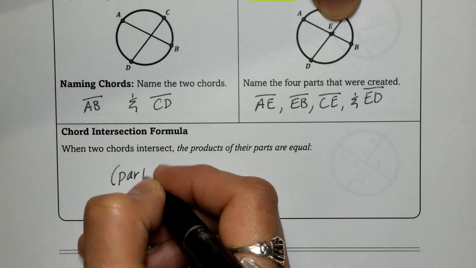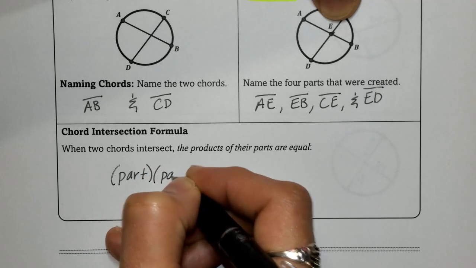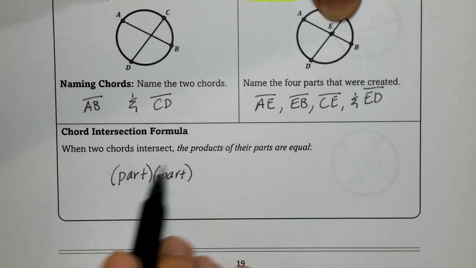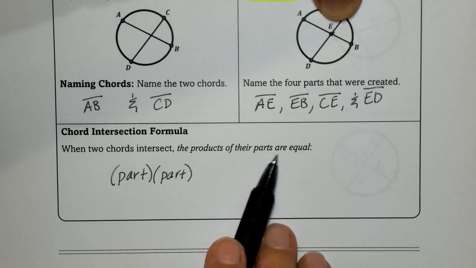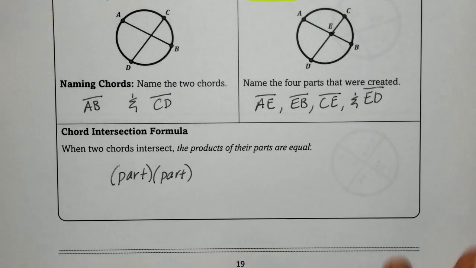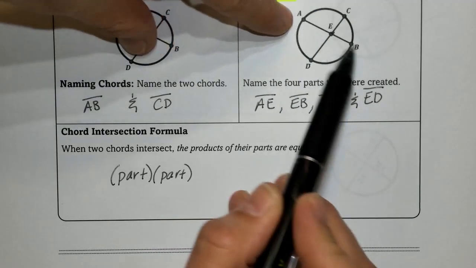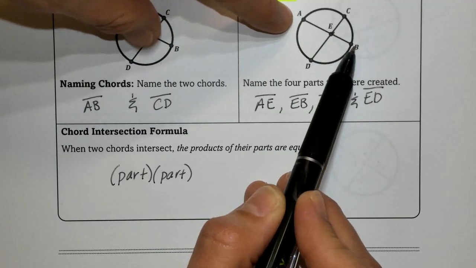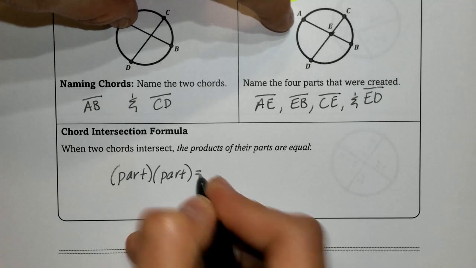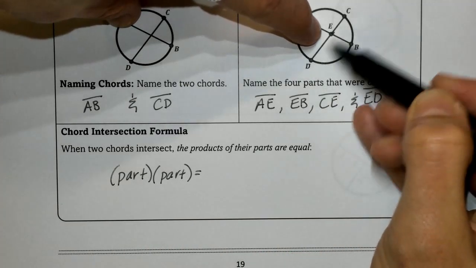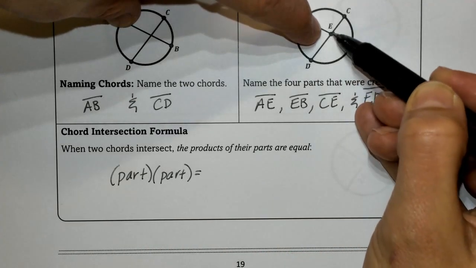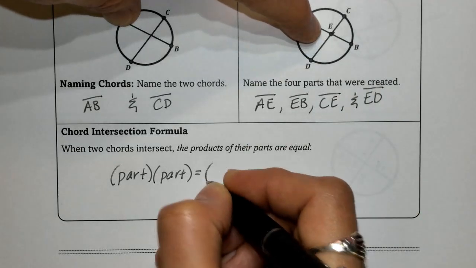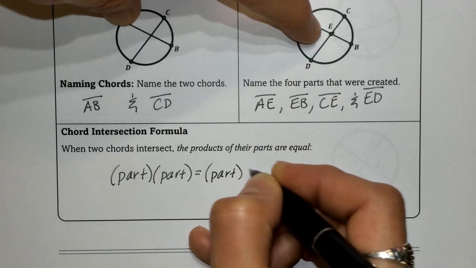So we call this just part times part. And that's what it says here. It's going to be the products of their parts are equal. So we're going to take the product of the one chord over here, AB, its parts, AE times EB. This will be equal to the product of the other chord's 2 parts, CE times ED. So simply just part times part equals part times part.